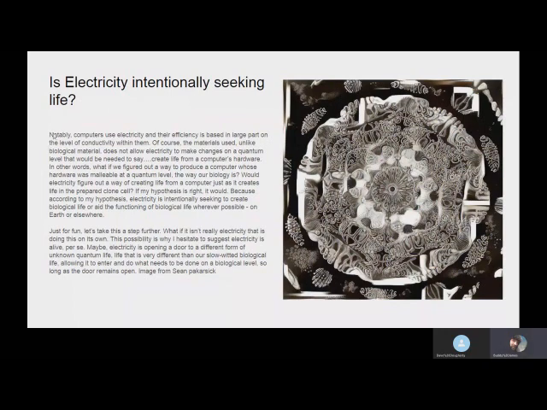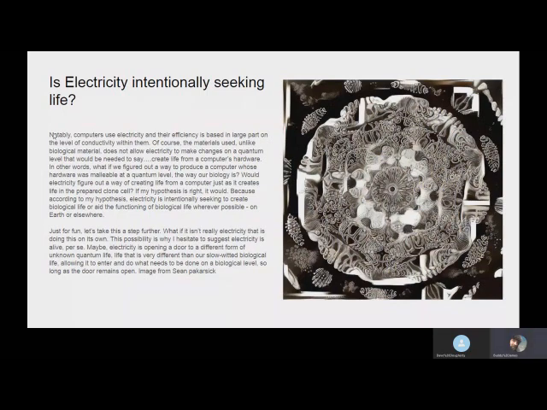Notably, computers use electricity and their efficiency is based in large part on the level of conductivity within them. Of course, the materials used, unlike biological material, do not allow electricity to make changes on a quantum level that would be needed to, say, create life from a computer's hardware. In other words, what if we figured out a way to produce a computer whose hardware was malleable at the quantum level the way our biology is?